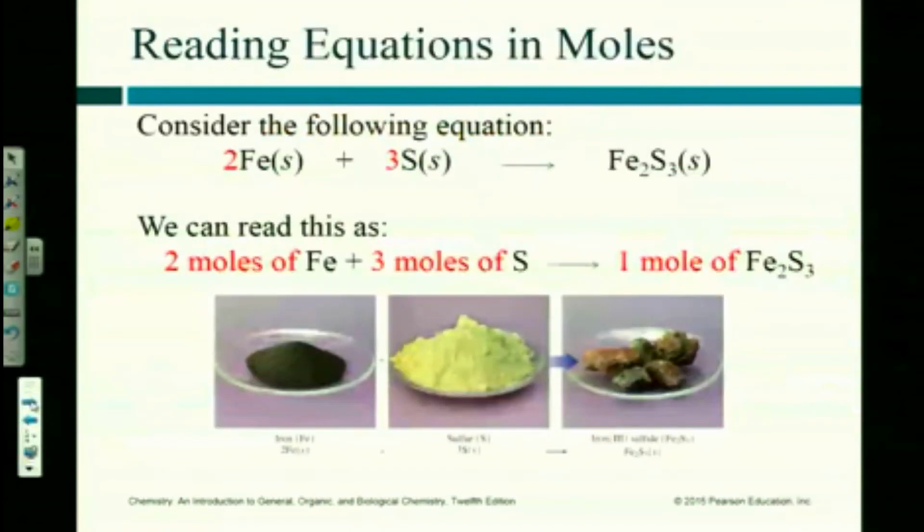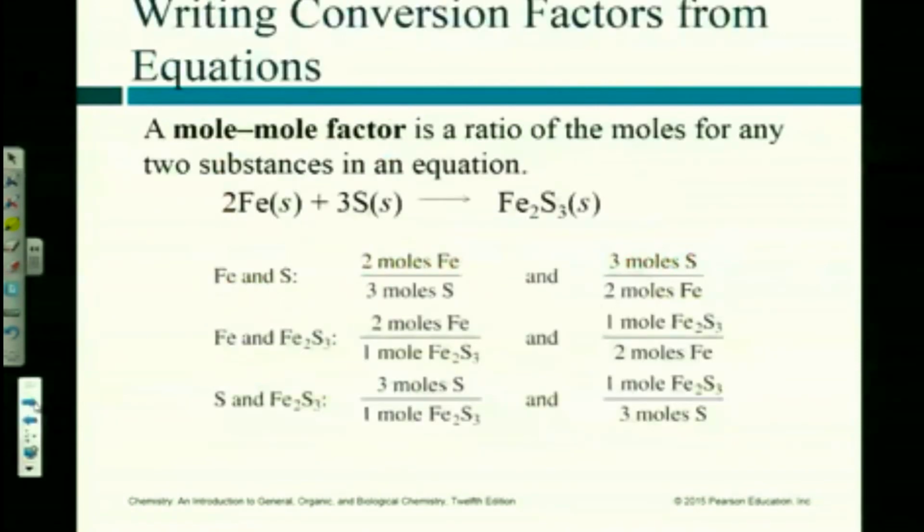So, here's our iron reaction again. 2 moles of iron react with 3 moles of sulfur to make 1 mole of iron(III) sulfide, Fe2S3. So 2 moles of iron equals 3 moles of sulfur. 2 moles of iron also equals 1 mole of Fe2S3. 3 moles of sulfur equals 1 mole of Fe2S3. So we can write all of these conversion factors from those relationships.